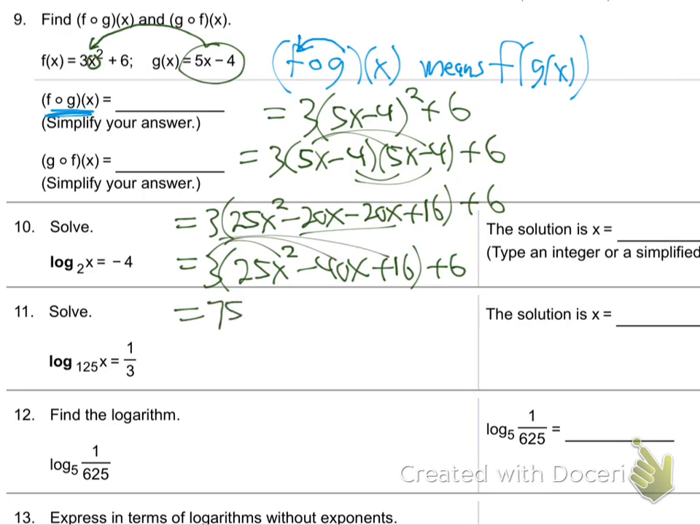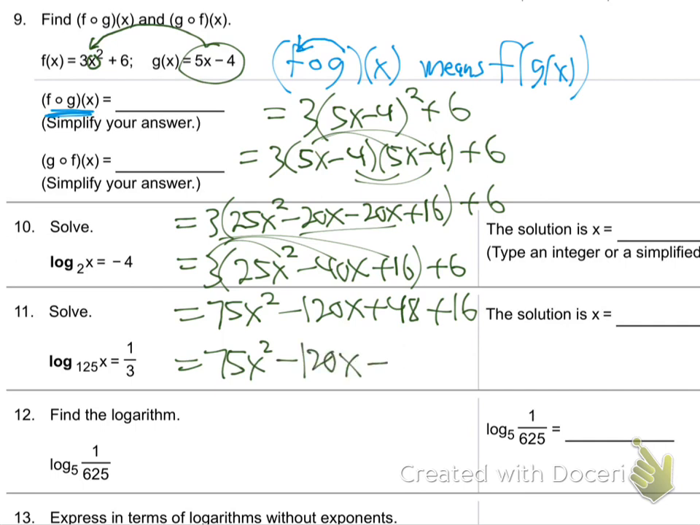Distribute the 3. 75x squared minus 120x plus 48 plus 16. Last step. 75x squared minus 120x plus, is it 64? Here it is.